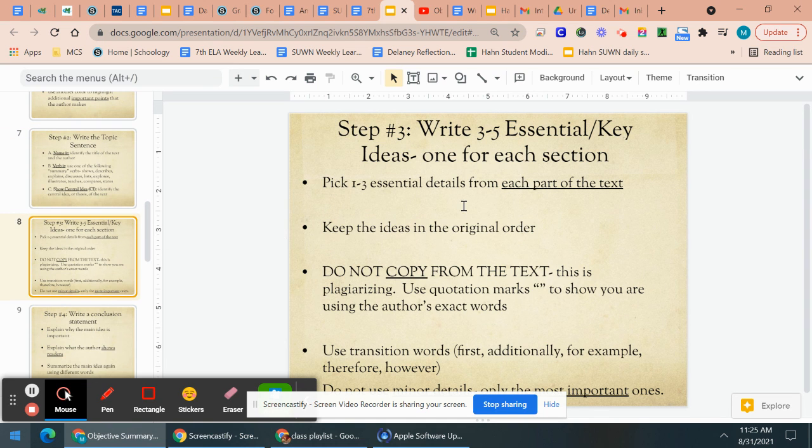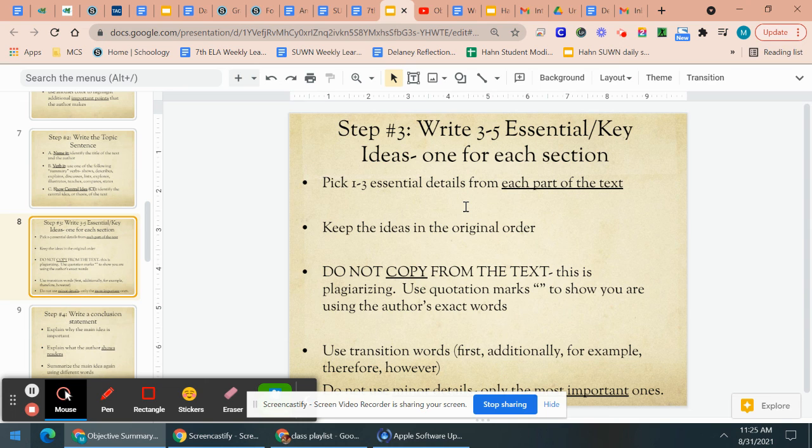Step 3, you're going to write 3 to 5 essential or key ideas for each section. So what if your article has 3 or 4 sections where they talk about maybe medical effects, then maybe the effects on sleeping, then different things. So you're going to pick 1 to 3 essential ideas from each part of the text. These are not the main ideas, but supporting details. We call these key ideas.